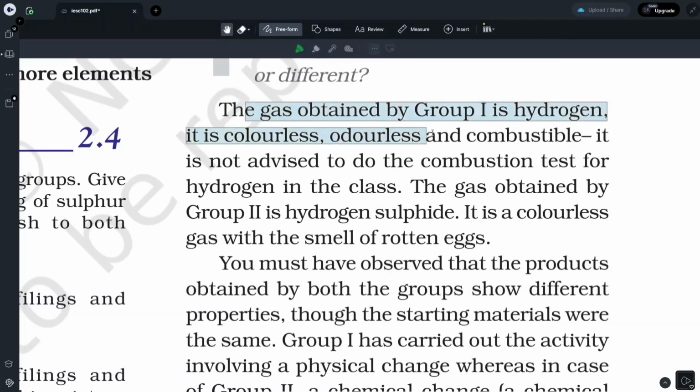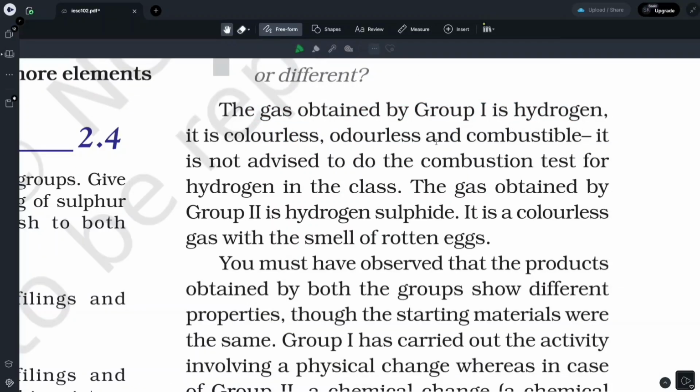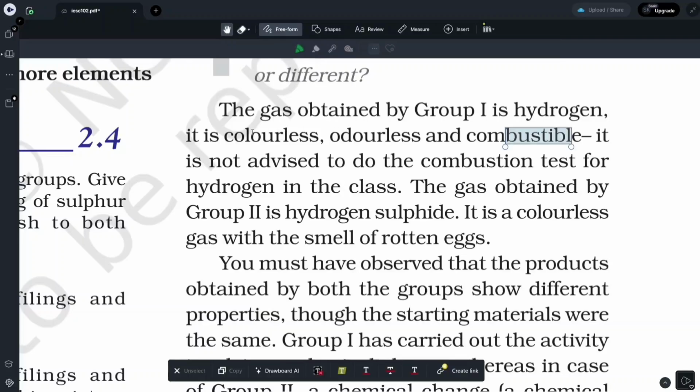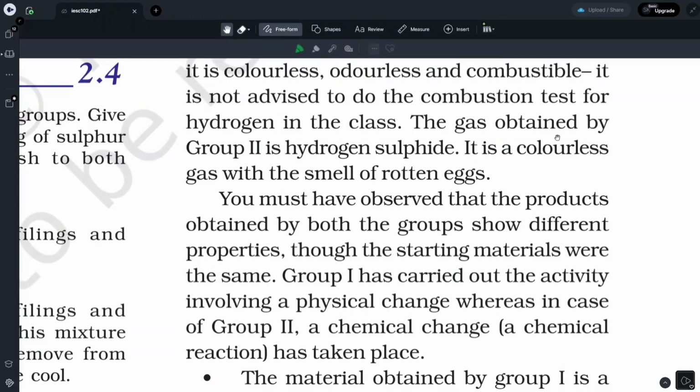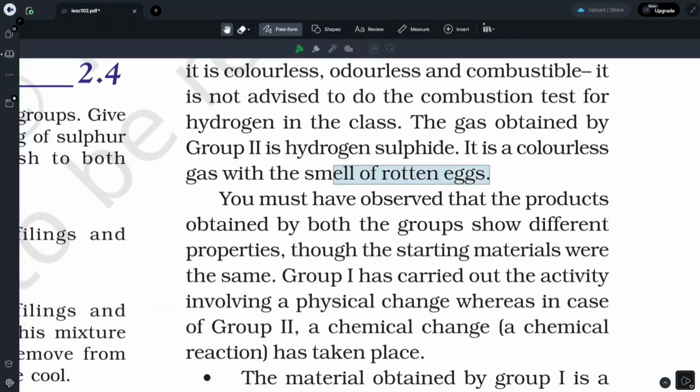The gas obtained by group 1 is hydrogen. It is colorless, odorless, combustible. It is not advised to do the combustion test for hydrogen in the class. The gas obtained by group 2 is hydrogen sulfide. It is a colorless gas with a smell of rotten eggs.